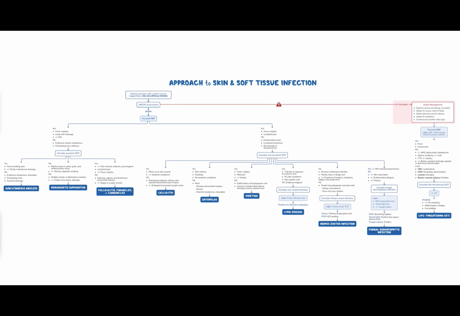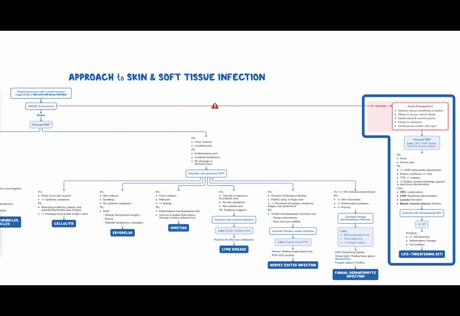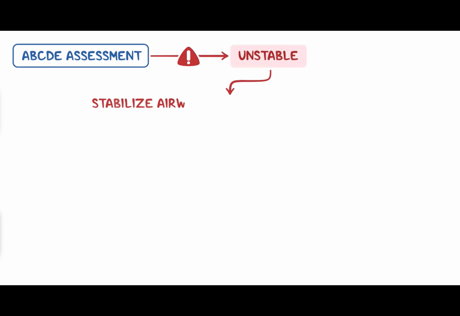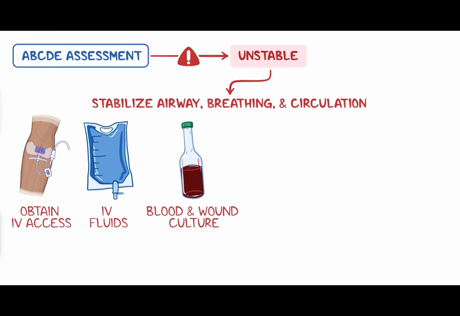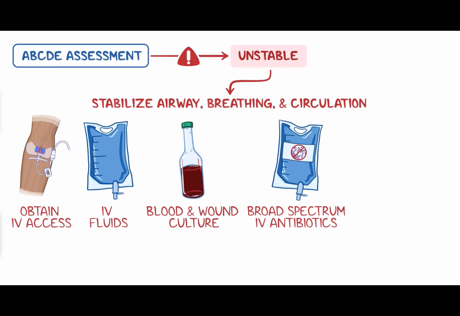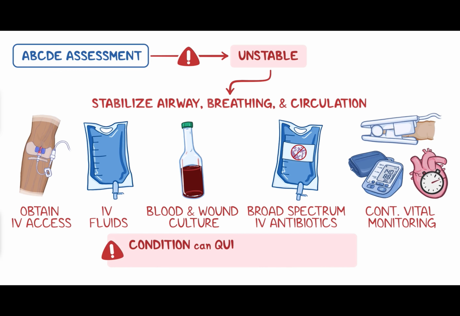When a patient presents with a chief concern suggesting a skin and soft tissue infection, your first step is to perform an ABCDE assessment to determine if they are stable or unstable. If the patient is unstable, stabilize their airway, breathing, and circulation right away. Establish IV access and start IV fluids for resuscitation. You should also obtain blood and wound cultures and then initiate broad-spectrum IV antibiotics. Make sure to continuously monitor vital signs like pulse oximetry, blood pressure, and heart rate, as the patient's condition can quickly deteriorate and require admission to the ICU.